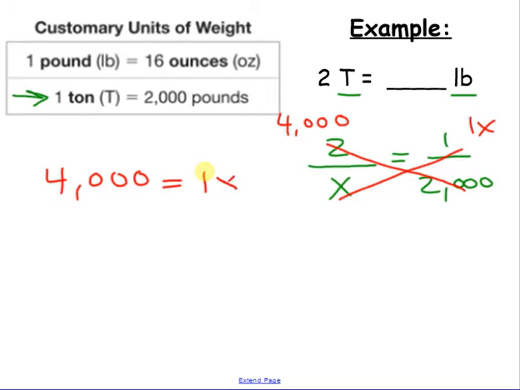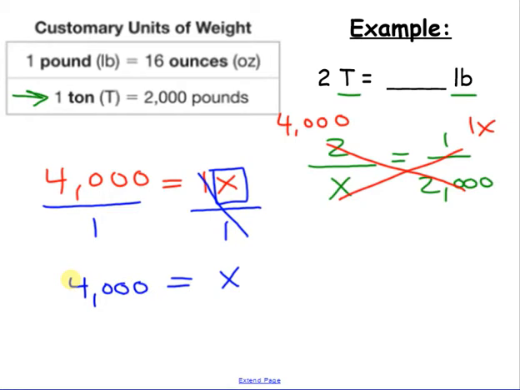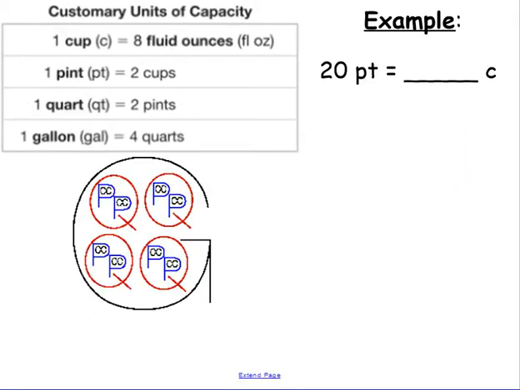equals 1x. So we're going to go ahead and box the variable, divide by the coefficient that's attached to it, which is 1. So we're going to do it to both sides. These 1's cancel out. We're left with x equals 4,000 divided by 1 is 4,000. X equals 4,000. That means 2 whole tons equals 4,000 pounds. All right, let's try another one.